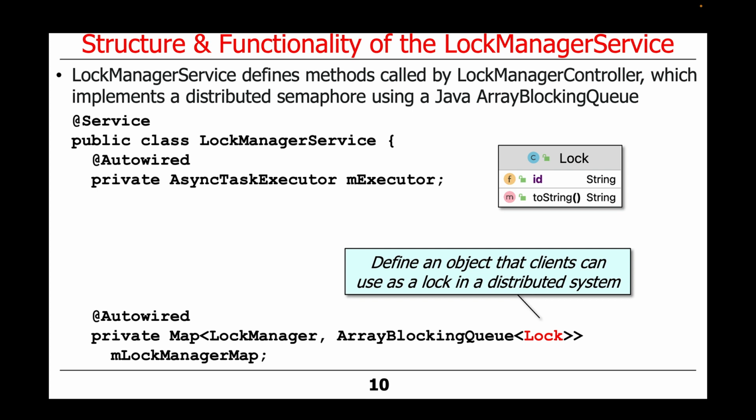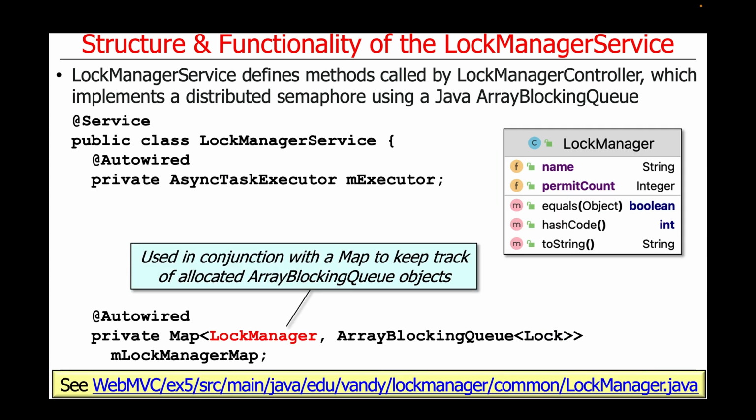There's also a parameterized type that's used for ArrayBlockingQueue, since it's a generic class in Java, and we parameterize it with Lock, which is a type we define, which defines an object that clients can use as a lock in our distributed system. There's also the LockManager, which we use in conjunction with Map to keep track of the allocated ArrayBlockingQueue objects associated with a given LockManager.